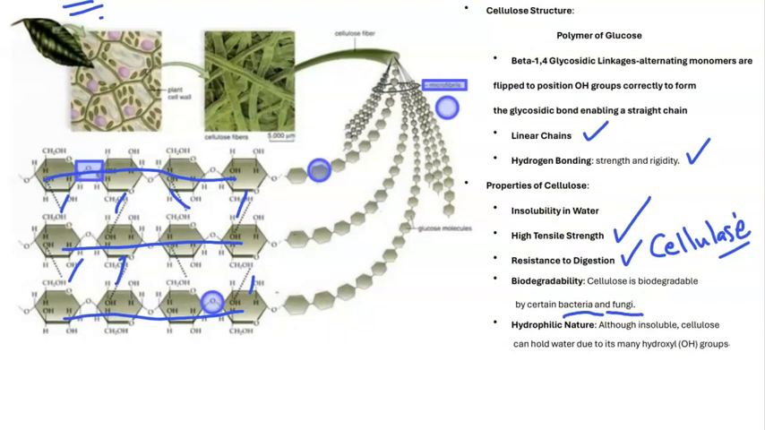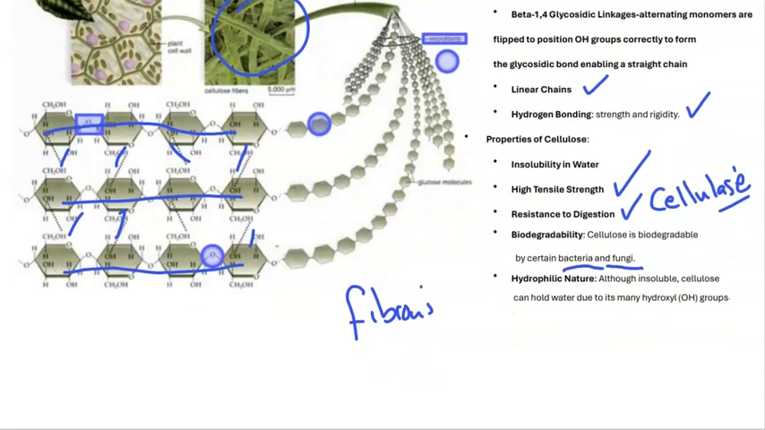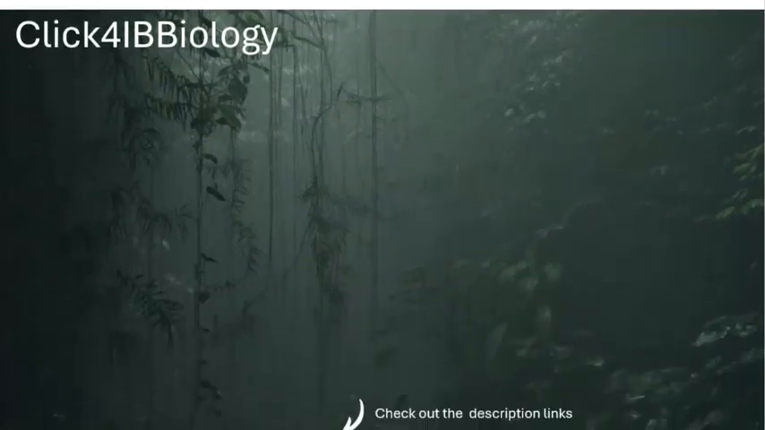The structure of cellulose as shown here is very fibrous and it's extremely permeable. So it doesn't really resist the movement of molecules. That's the job of the cell membrane.